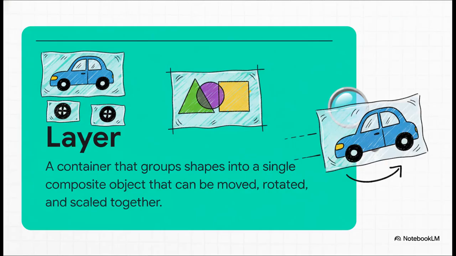The solution is something called a layer. You can think of a layer as a container that groups a bunch of shapes into one thing. The best way to picture it is like a clear sheet of plastic. Imagine drawing the car body and wheels all on that one sheet. Now you can just move that entire sheet around, and all the parts move together perfectly.